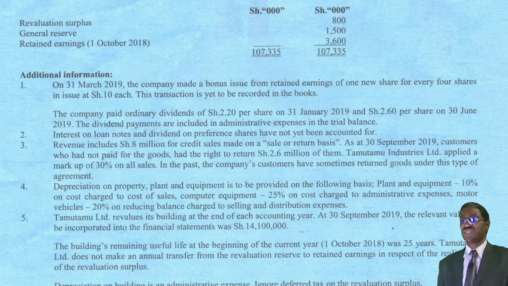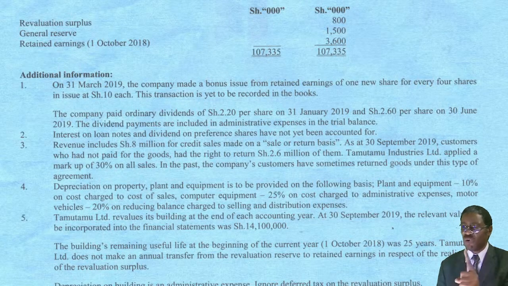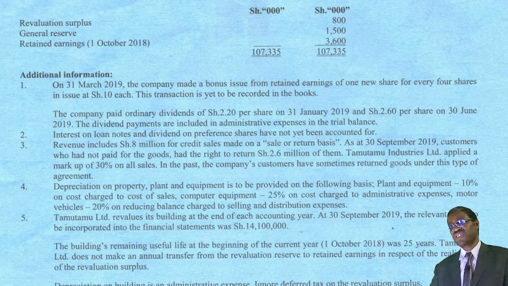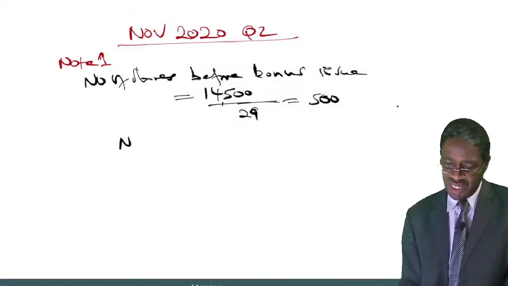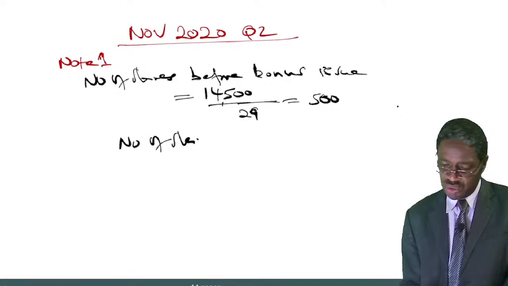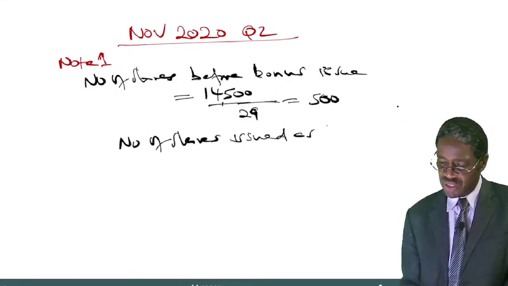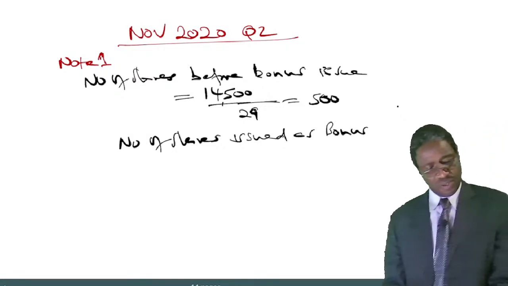The note number 1 said, on 31st March 2019, the company made a bonus issue from retained earnings of 1 new share for every 4 shares at 10. Good. So let's issue 1 share for every 4. So come and say here, number of shares issued as bonus.